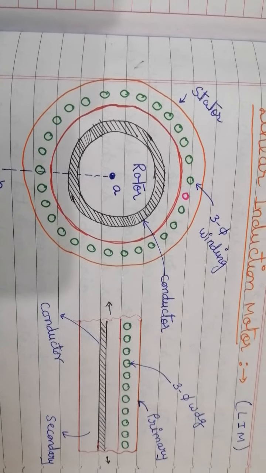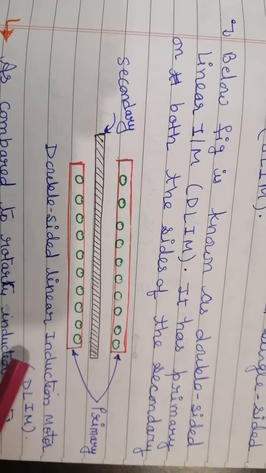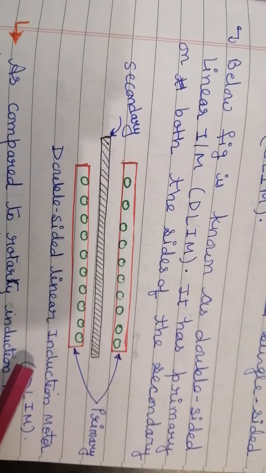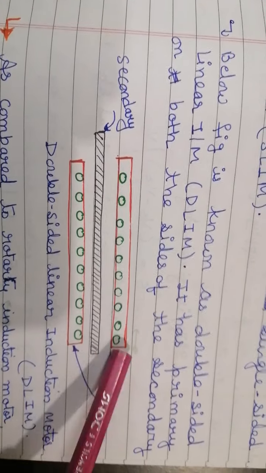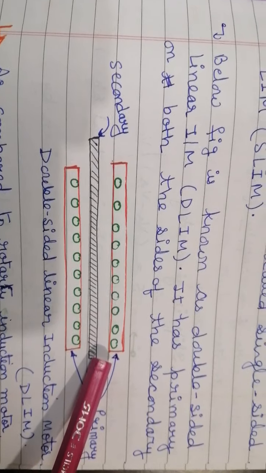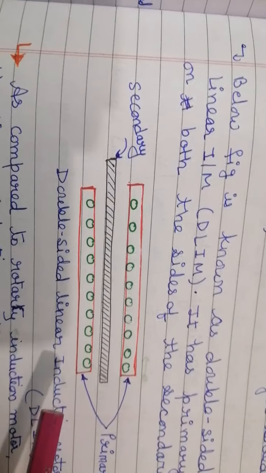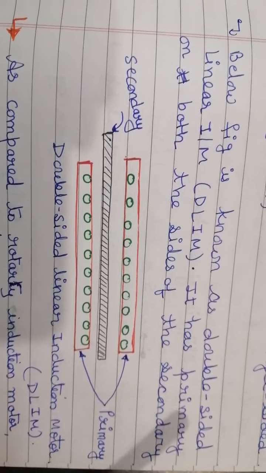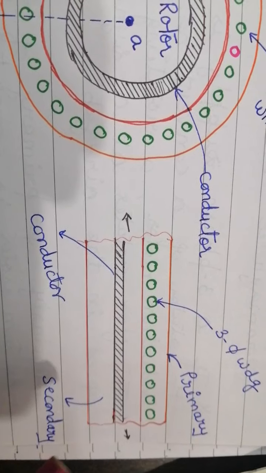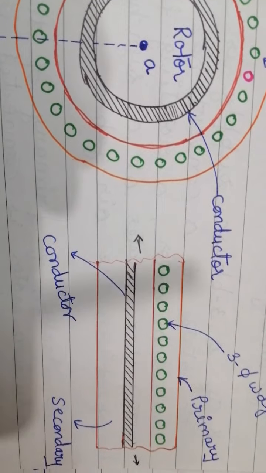Let me show the double-sided linear induction motor. This is the double-sided linear induction motor where the primary is on both sides of the secondary. So it has a primary on both sides of the secondary. This is called a double-sided linear induction motor, and this is a single-sided linear induction motor.